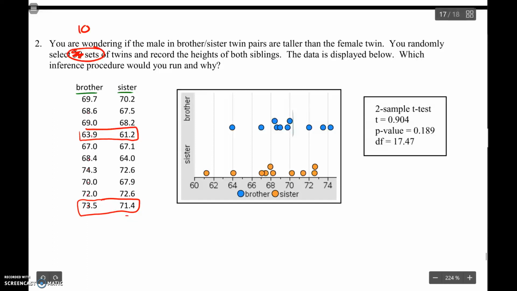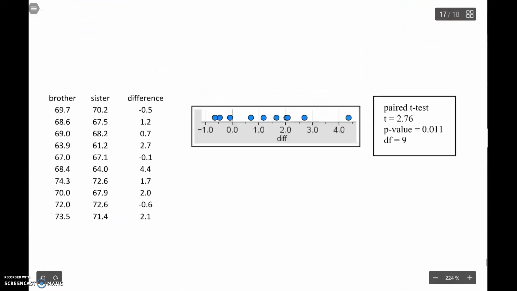So if you run the wrong test, you get a test statistic of 0.9 and a p-value of 0.189, and you would fail to reject. So not enough evidence, right? But that's not what we should do.